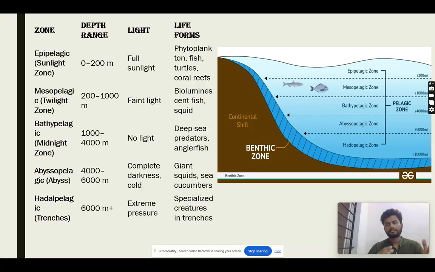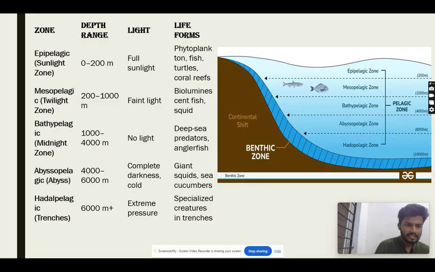Next is the division of zones based on their depth range and the availability of sunlight. The first is the epipelagic zone, the sunlight zone, which is 0 to 200 meters in depth, where full sunlight is present, and life forms such as phytoplankton, fish, turtles and coral reefs are found. Next comes the mesopelagic zone, the twilight zone, 200 to 1000 meters deep. Here faint light falls, and life forms such as bioluminescent fish and squid are present.